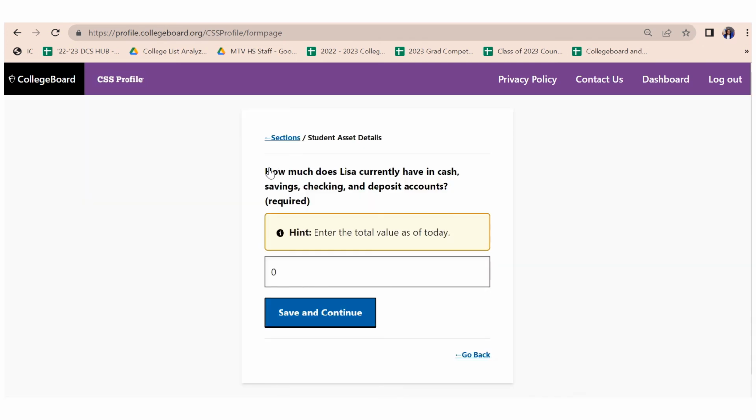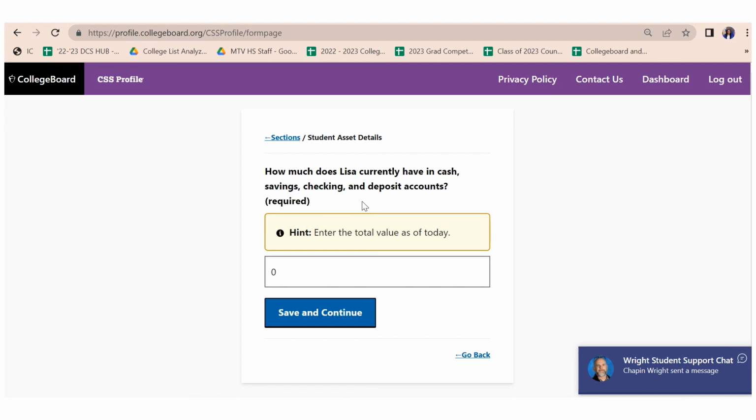This is asking the same question it asks of parents. What amount does the student currently have in cash, savings, checking, and deposit accounts? Again, you need to be honest, but not overestimate here. Think of it as money that is just sitting there. They're going to look at it as money that the student has saved for college. And this is not money that students need for gas, for car payments, or anything like that.